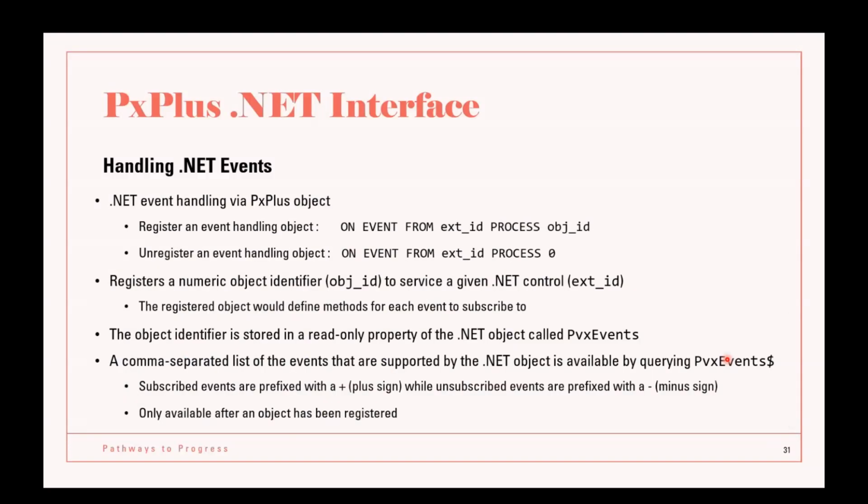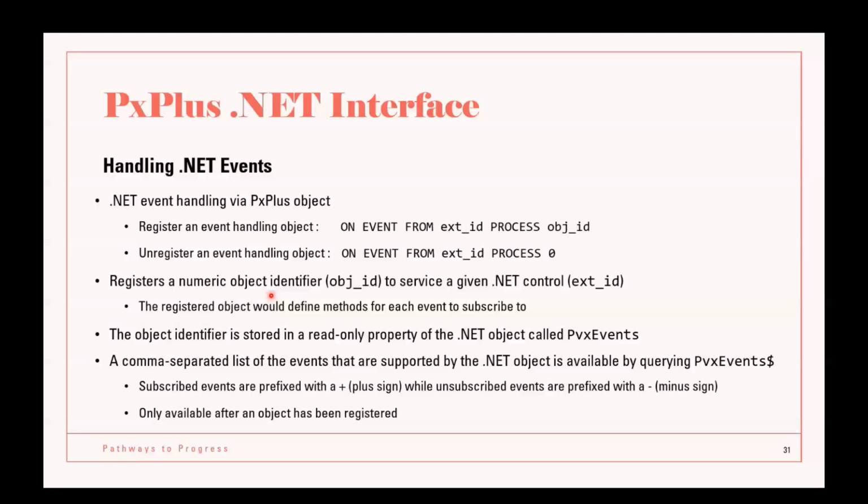The other way to subscribe to events is using an event handler object. This is also done using the onEvent directive. In this case, onEvent from the handle to your .NET object, process, and then a handle to an event handler object. And to unsubscribe, you just say process 0.